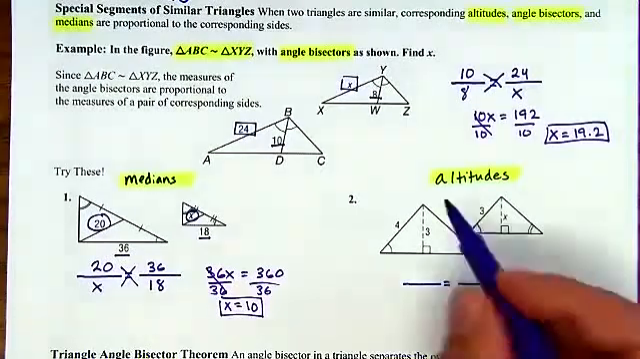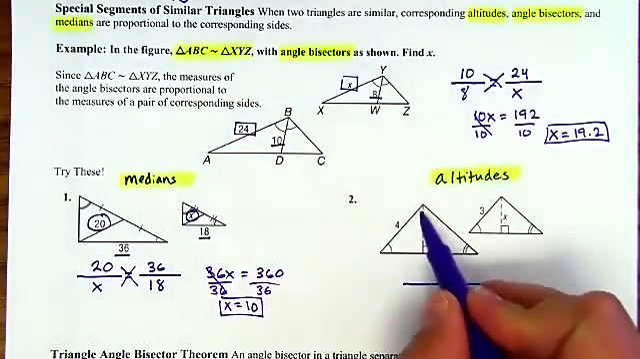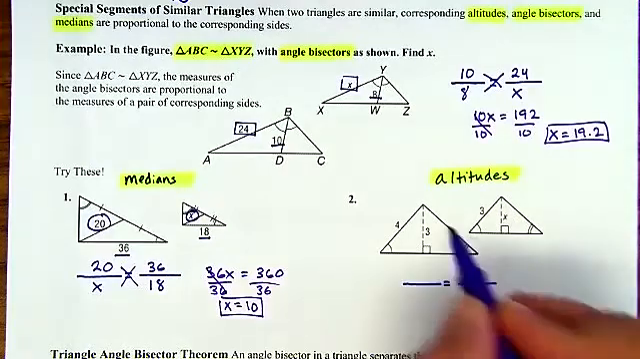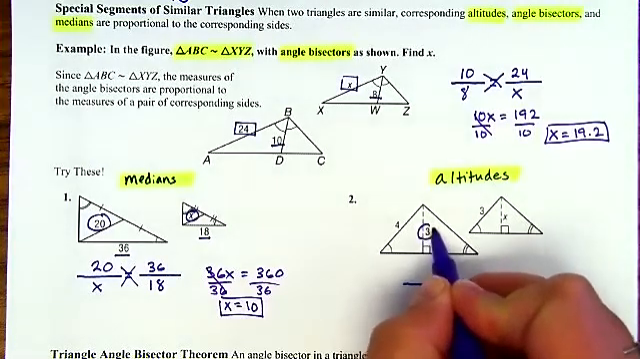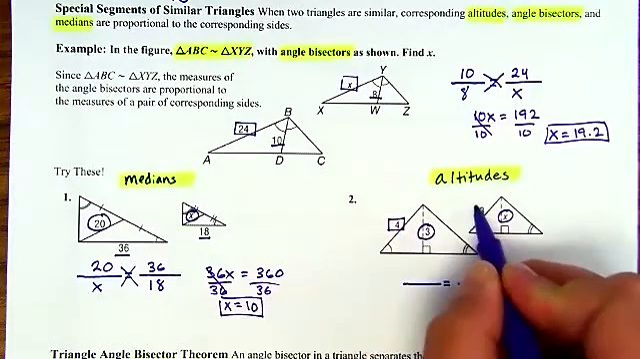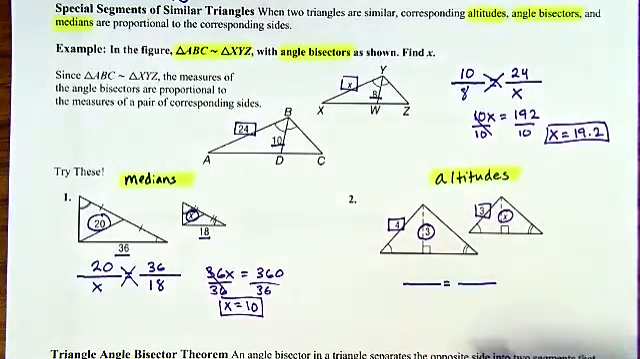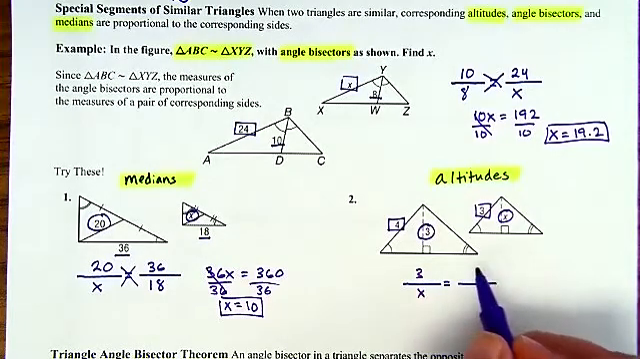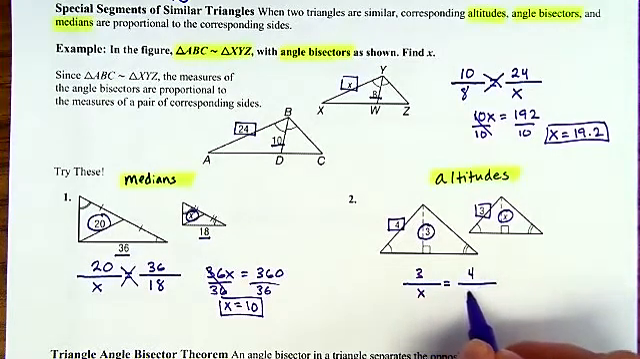So I've got these two altitudes. They go from a vertex to a right angle on the opposite side of the triangle. I've got this altitude is 3, this altitude is x, and these corresponding sides are 4 and 3. So I'm going to set up the proportion. 3 over x is equal to 4 over 3.